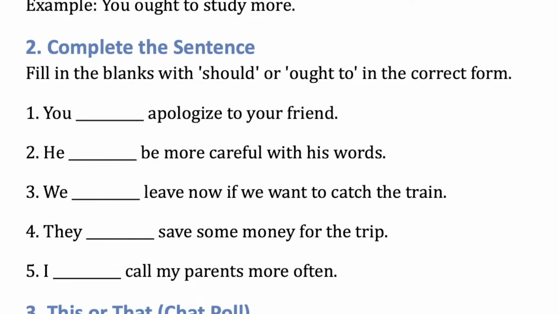Okay, so I see should for number 1 in the chat, so that's a consensus. You should apologize to your friend. Okay, good. I'm not going to disagree with you guys. Okay, and you have ought to for number 2. That's a consensus. He ought to be more careful with his words. Yeah, I agree with that. That's expected, right? That's good. So you guys got it. You should apologize to your friend, and then he ought to be more careful with his words. Good. I agree.